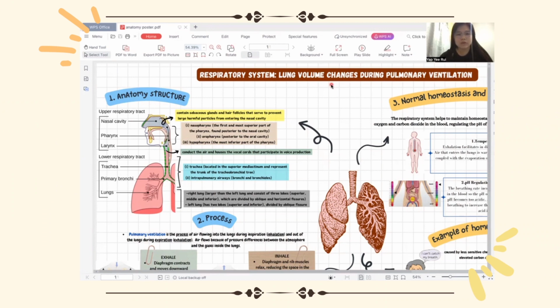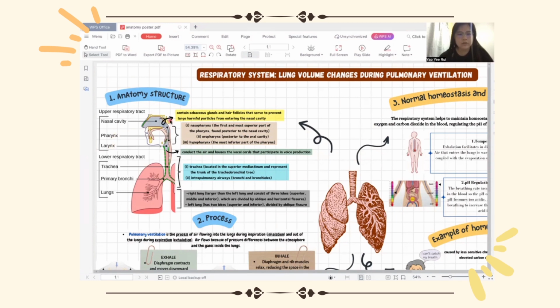I'm going to start our presentation with the anatomy structure of the respiratory system. The respiratory tract is divided into two sections at the level of the vocal cords, which are the upper respiratory tract and the lower respiratory tract. The upper respiratory tract consists of the nasal cavity, paranasal sinuses, pharynx, and superior portion of the larynx.